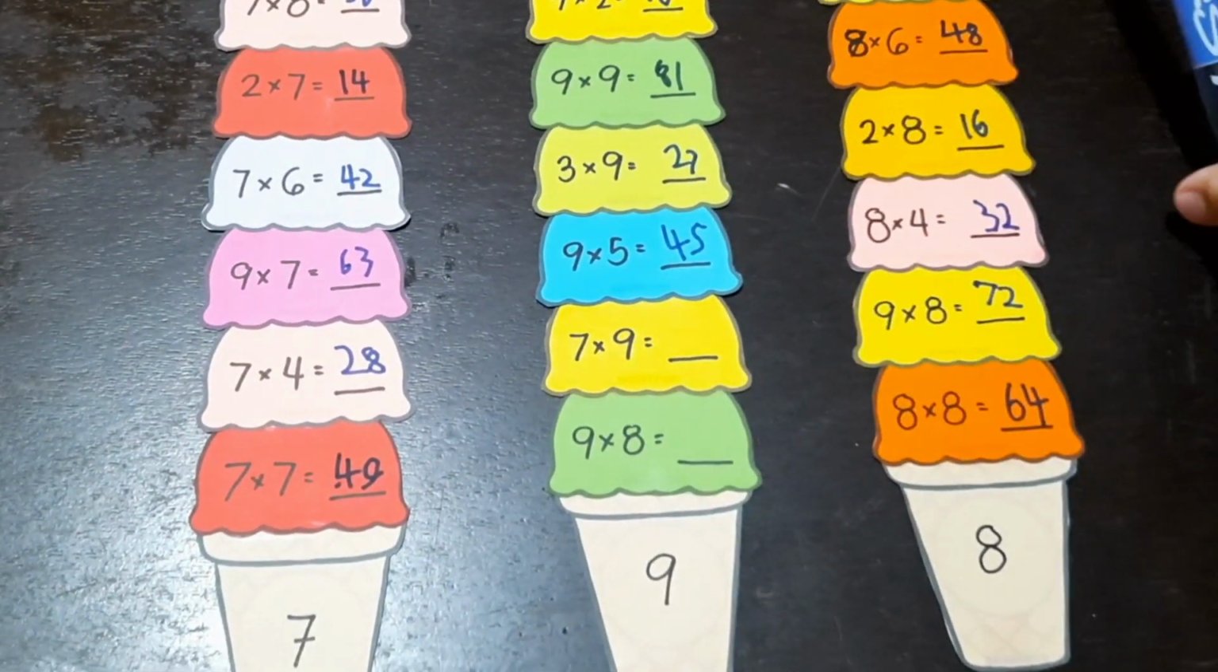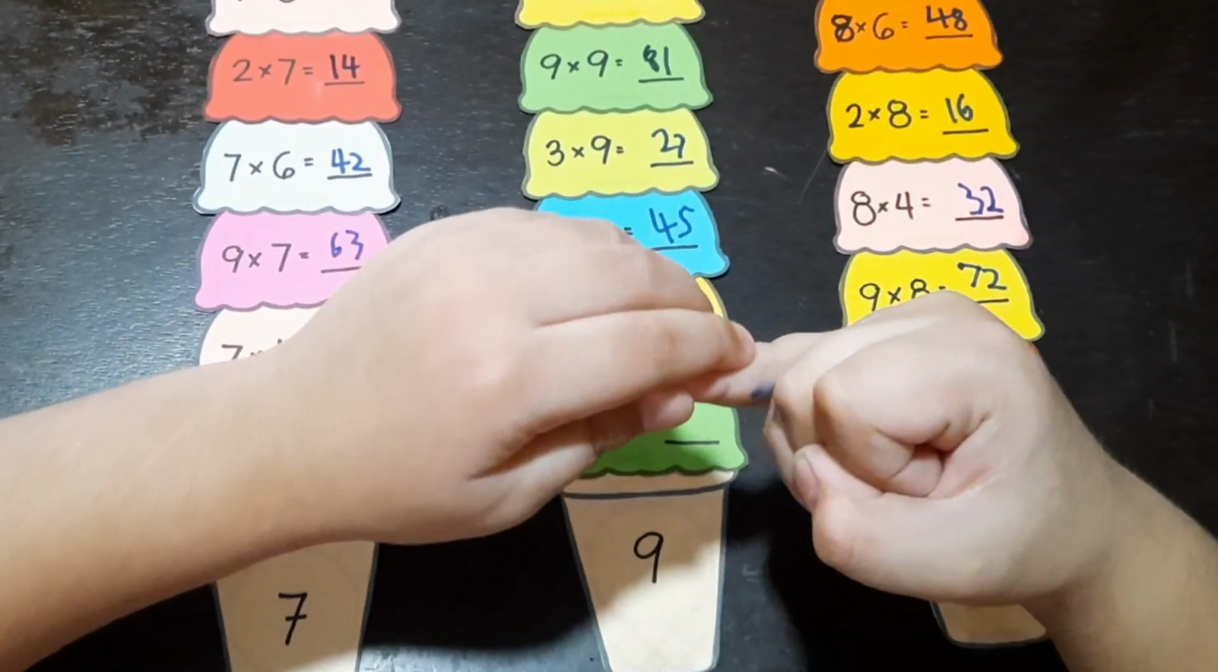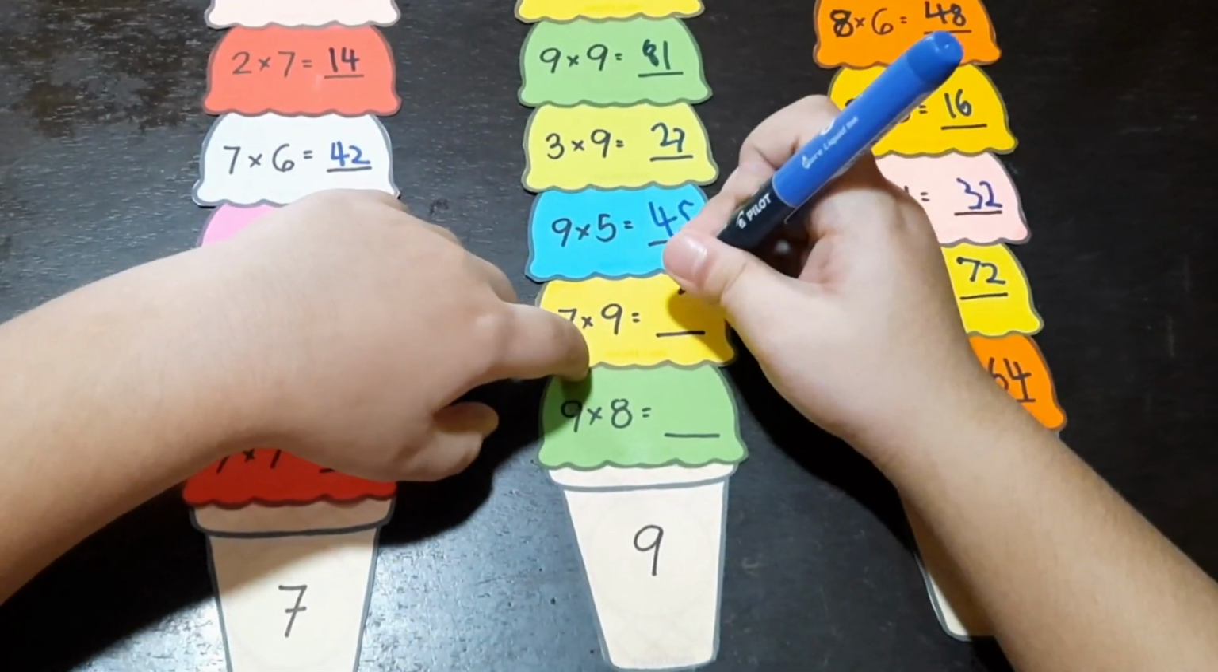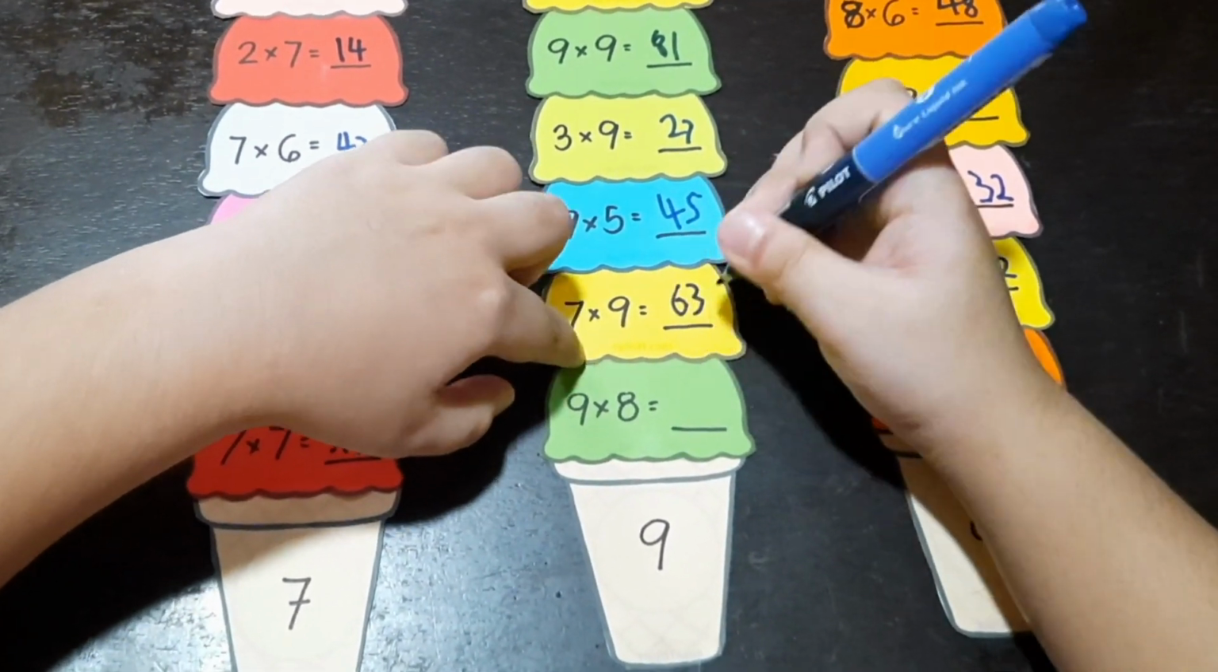7 times 9. What's before 70? 63? Oh. Where are you counting from? I know this one. Oh.